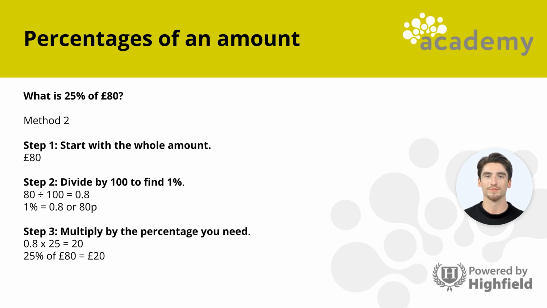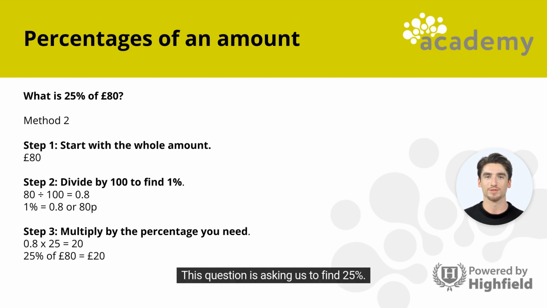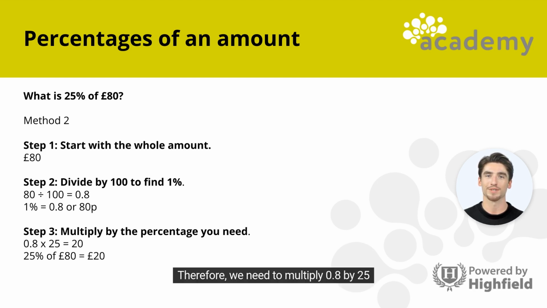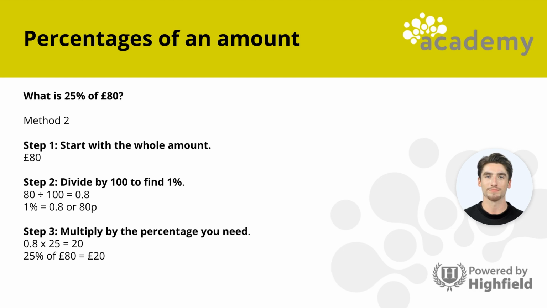Step 3. Multiply by the percentage you need. This question is asking us to find 25%. We have 1%. 1% multiplied by 25 equals 25%. 1% of £80 is 0.8. Therefore, we need to multiply 0.8 by 25. 0.8 multiplied by 25 equals 20. 25% of £80 equals £20.